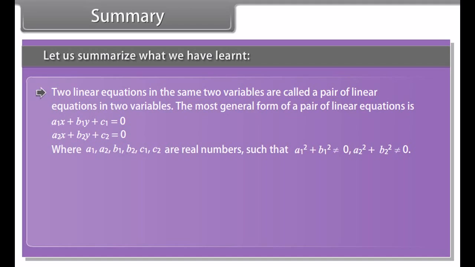Therefore, a is equal to 1 upon x, it implies x is equal to 1 upon 2. And b is equal to 1 upon y, it implies y is 1 upon 3. These are the solutions of the given equations.